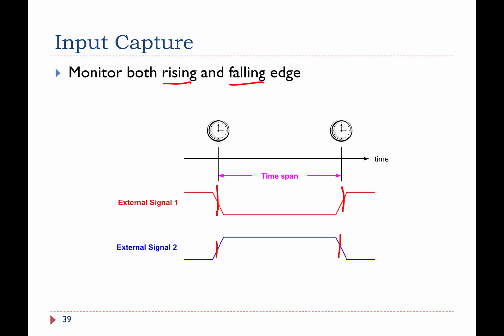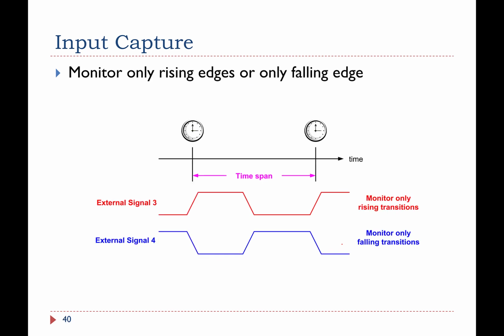And you can use those times to get you the period of that or whatnot. You could also use this alternatively to use a monitor for only rising or only falling edges. An external signal 3, the red one, shows what happens if you're only monitoring rising edges. And then by the same token, if you were monitoring only falling edges, you get this time here for the blue one. So you have to be aware which type you're doing. And as I say, you have the ability to monitor rising, monitor falling, or monitor both edges.